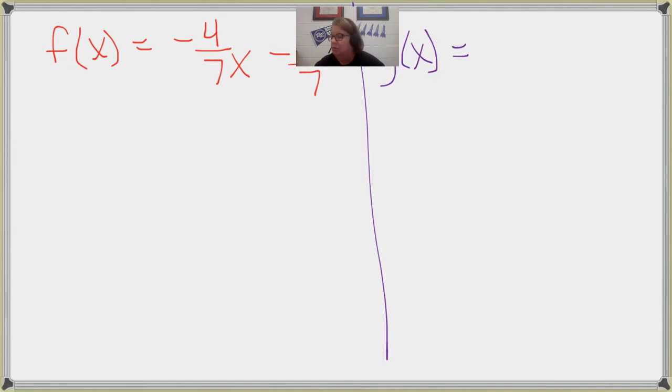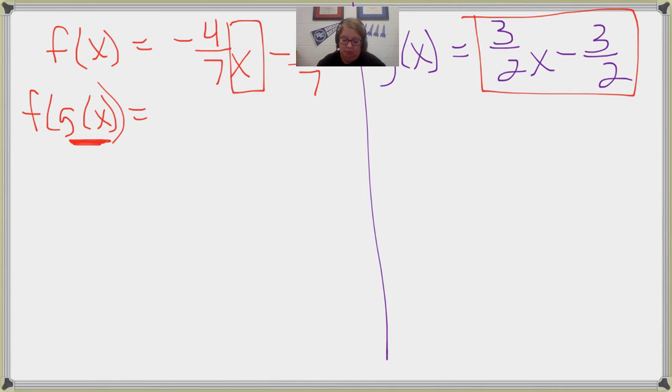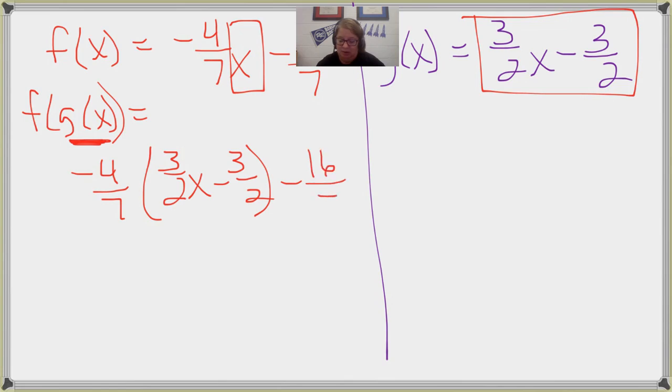G of x equals 3/2 x minus 3/2. Now, what are we going to do? We're going to come over here and we're going to do f of g of x. Start inside the parentheses, take this, plug it in here. So I have negative 4 sevenths times 3/2 x, don't panic, minus 3/2 minus 16 over 7.